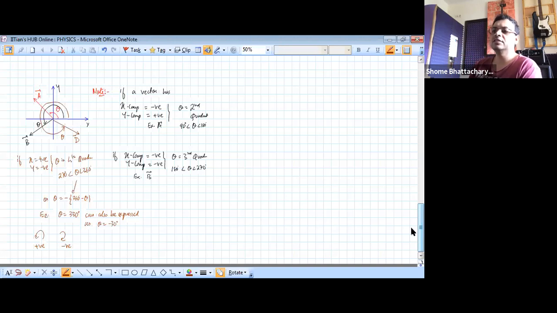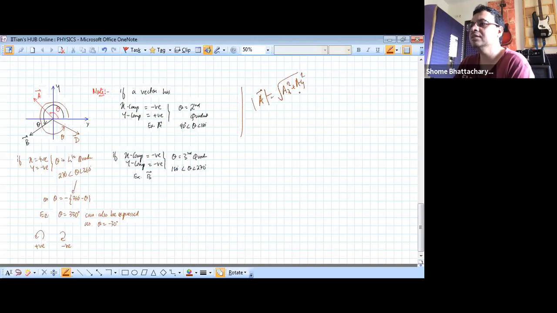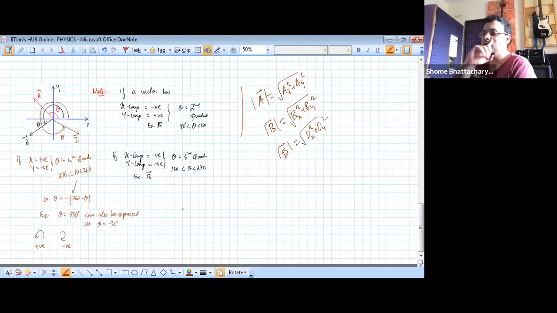Of course, in each case, the magnitude is given by the same formula. As far as the magnitude is concerned, mod A will be nothing but root of ax square plus ay square. We are squaring the component, so it doesn't matter whether they are negative or positive. Magnitude of B is given by the same formula. Magnitude of C is given by the same formula, or whatever. But their angles differ accordingly, depending on the algebraic sign of their components.